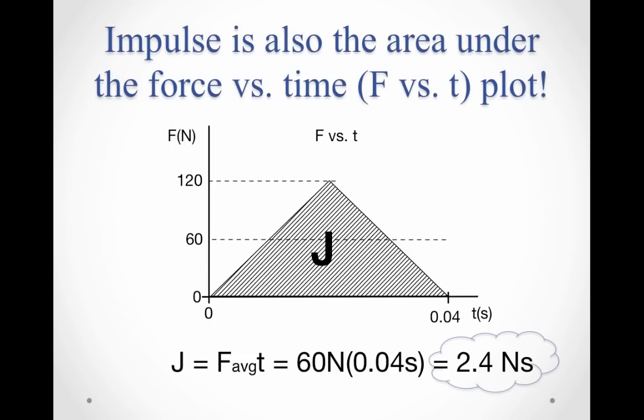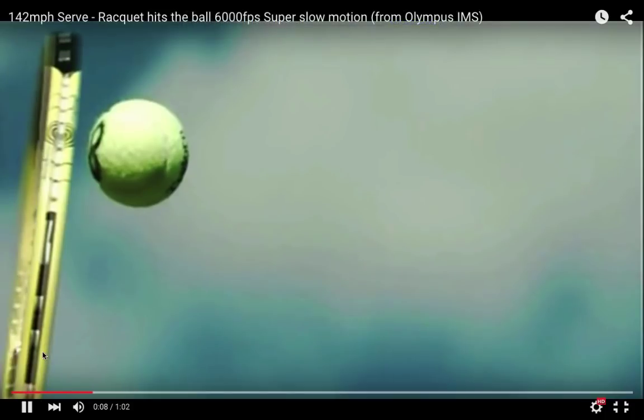Impulse is also calculated by finding the area under the force versus time plot. So we're going to look at another technique here, another concept for impulse. But before we do, we want to look back at the tennis ball being hit by the tennis racket. The force on the ball increases until the ball is squished to a maximum amount. Then the ball starts to jump off of the tennis racket and the force dies down. The moment that the ball leaves the racket, the impulse has completed.